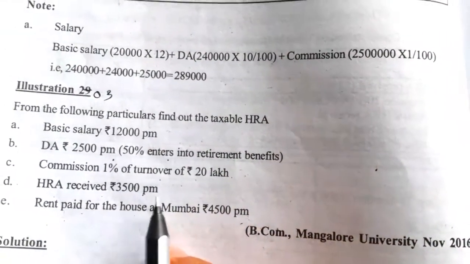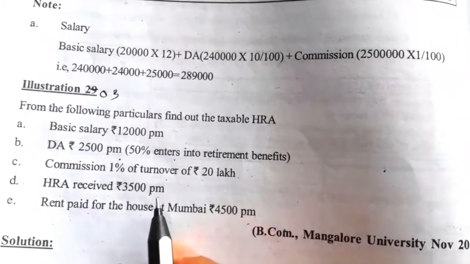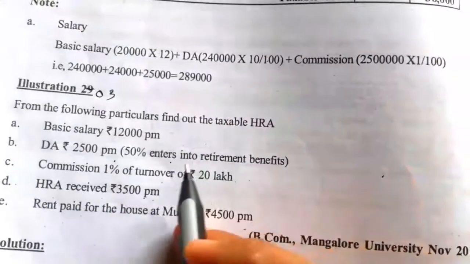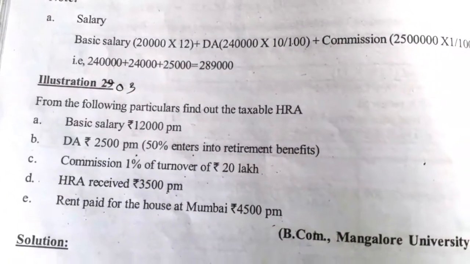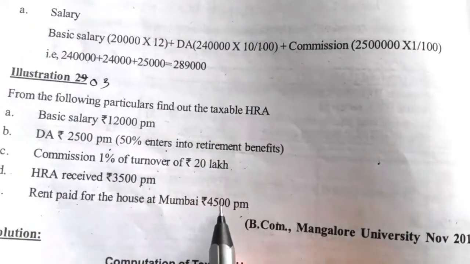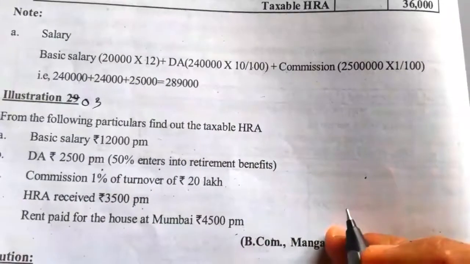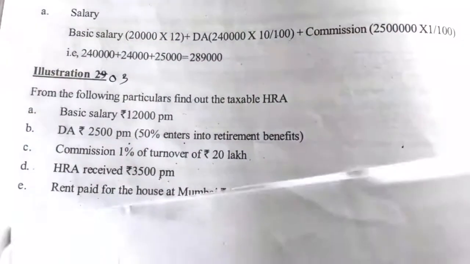So HRA received for relevant period, first criteria: the same value we have to take, 3,500 into 12. Next we have to take second criteria, rent paid minus 10% of salary. So the rent paid is 4,500 into 12, then 10% of salary. So here we have to calculate the salary. So what is the salary?